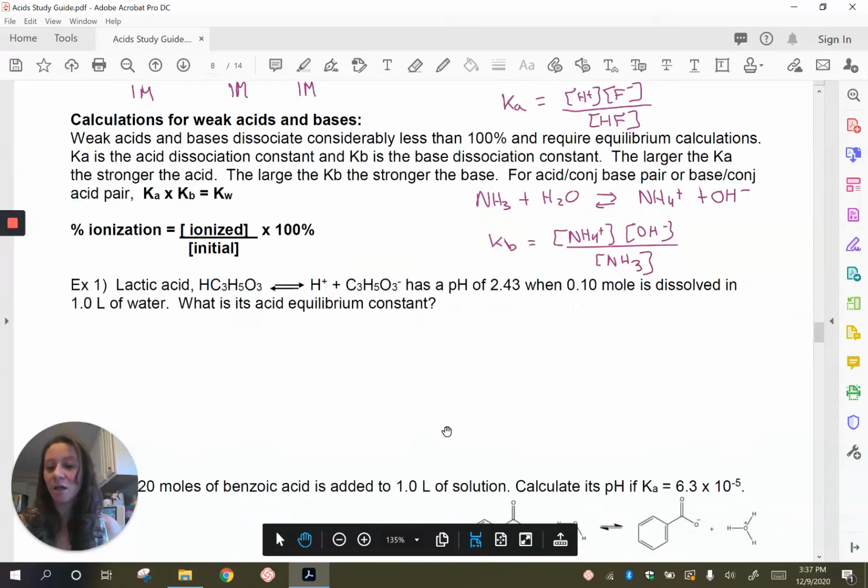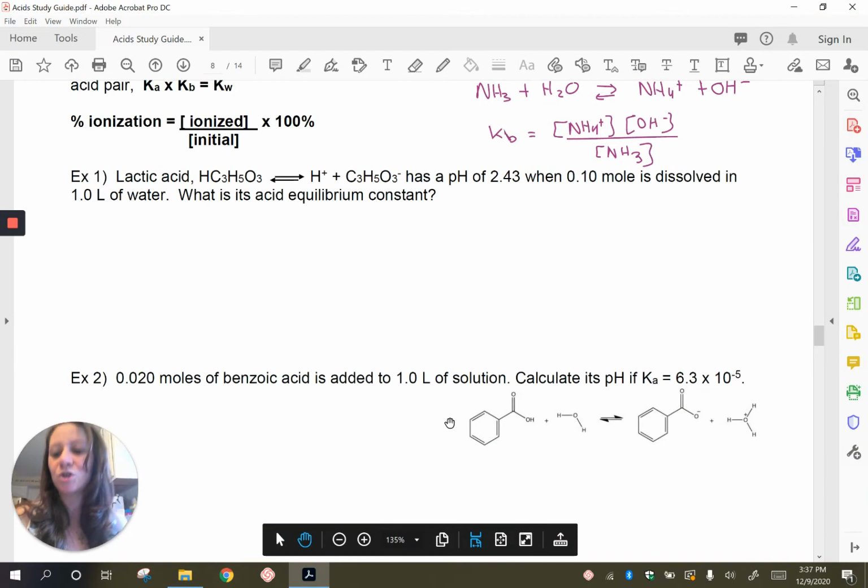So let's do some examples here. We're going to start with number 1, which talks about lactic acid. Here's the formula for lactic acid. It's an organic acid, and it dissociates to give off H pluses and lactate ion. It's a weak acid, so it partially ionizes. And it tells us that we have a pH of 2.43 when 0.1 moles of it dissolves in 1 liter of water. We want to know what is its acid equilibrium constant. So we're solving for Ka.